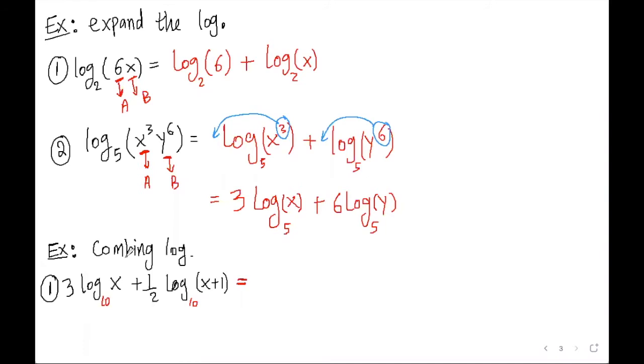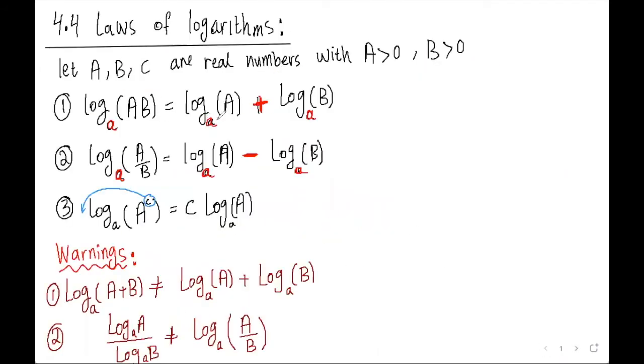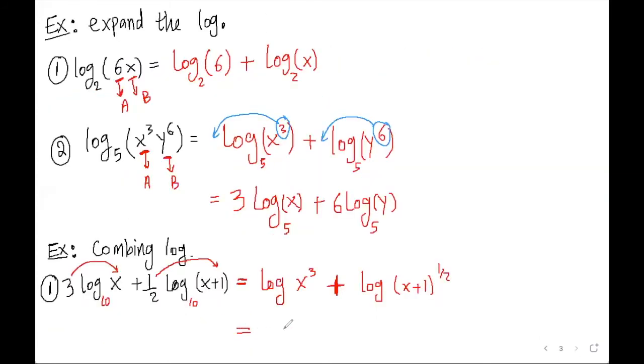So combining logarithms, first of all, the power here goes up, and the power here goes up. So they give me logarithm of x to the 3 plus logarithm of x plus 1 to the 1/2. Now, the base is the same, and we have plus here. So by using the first property, this one plus this one makes log of A times B. So this is equal log of x to the 3 times x plus 1 to the 1/2. This is again the common logarithm.